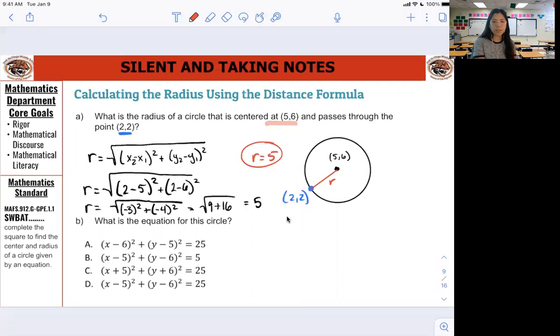Perla says D. Do we agree? No poll on this one. I'll do a poll on the next one. Agree, disagree? Jalen agrees. Tyrone agrees. Alejandro agrees. Cool. We all agree it is answer choice D. Again, don't forget, we got to square the radius in order to get 25.